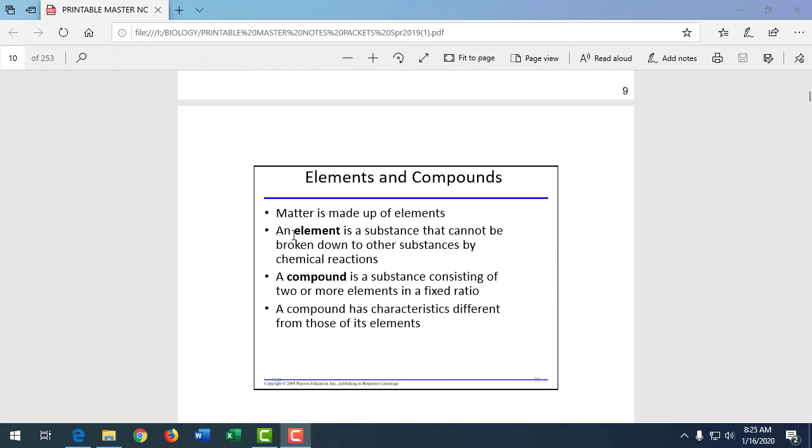Those are made up of elements. Elements are in the periodic table. They're the most simple substance that cannot be broken down to other substances. And a compound is a combination of elements. So what are some examples of elements?